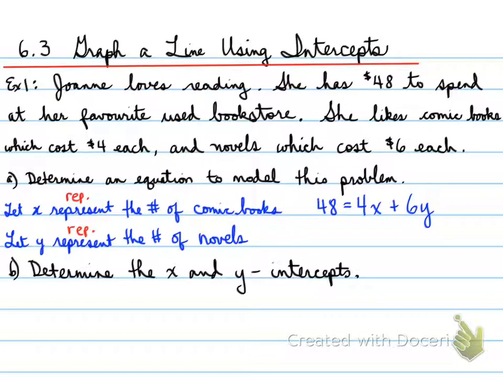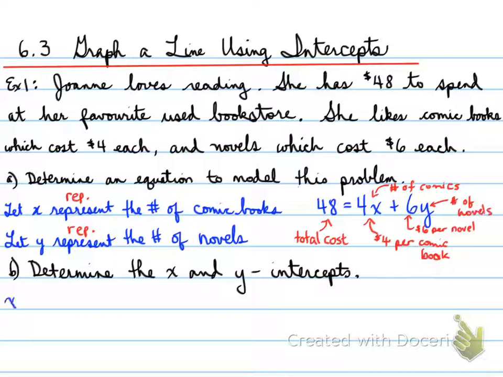Now, next part, you're asked to find the X and the Y intercepts. You can do this one of two ways. But just before we do that, we need to understand where 48 equals 4x plus 6y came from. 48 was the total value of how much money she had. 4x is the $4 per comic that she is paying. X represents the number of comics, 6 represents the $6 per novel that she's paying, and Y represents the number of novels that she buys.